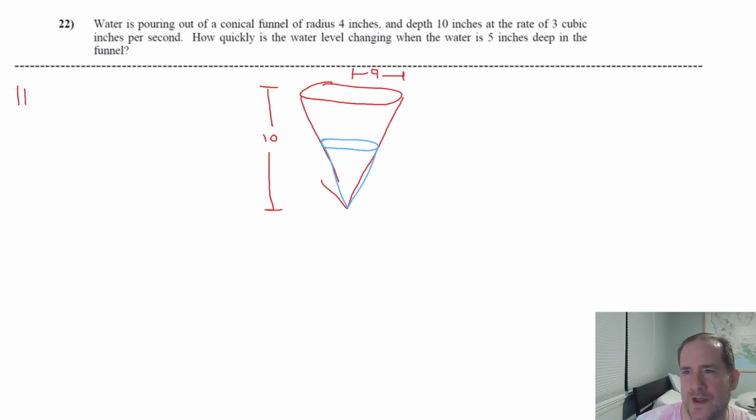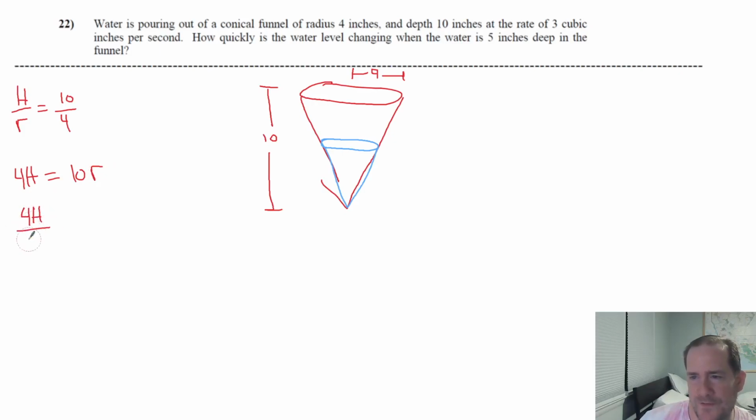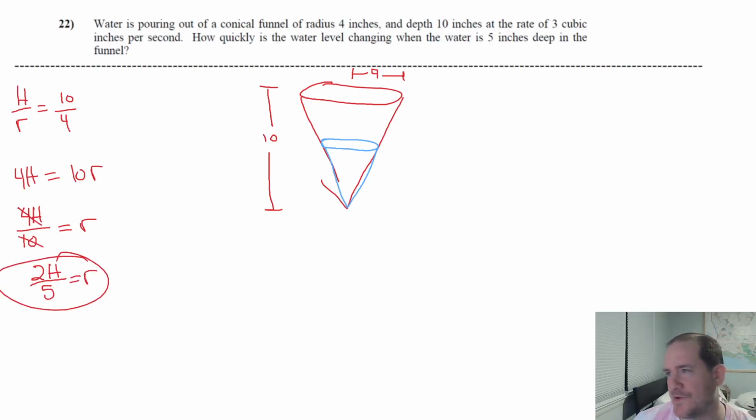So again, we know that the height of the funnel divided by the radius of the funnel would equal 10 divided by 4, which if you cross reduce tells you that 4 times h equals 10 times r. And what are we solving for? How quickly is the water level changing? So this is another problem where we want to solve for h, which means we would want to replace r. So solve this for r to give us something to substitute into the equation. You get 4h divided by 10, which you better simplify. So it's actually 2h divided by 5 equals r. So there's your conversion factor.